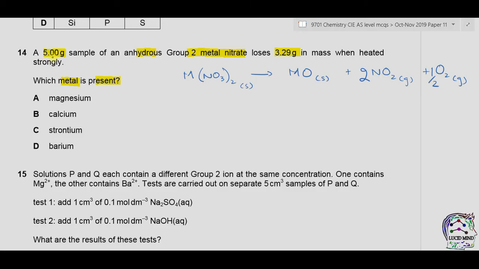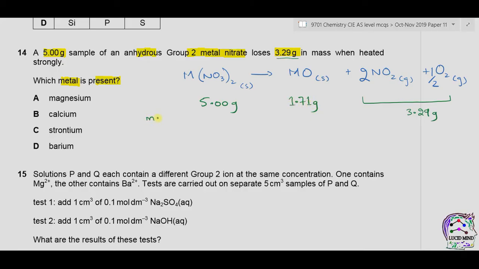In the question they have given a 5 gram sample mass, so therefore the mass of metal nitrate is 5.00 grams. And it says that after heating strongly it loses 3.29 grams, which means that the mass of these gases was collectively 3.29 grams, which is lost. So therefore the mass of metal oxide that is left will be 5 minus 3.29, which is equal to 1.71 grams.